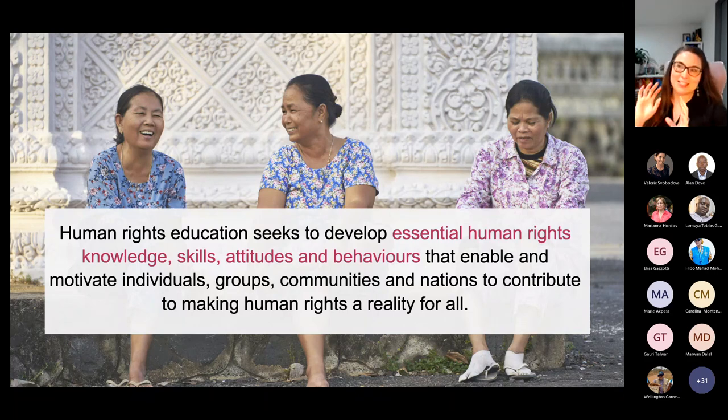So, as I mentioned, a key function of national human rights institutions is really to undertake human rights education. So just a very quick recap, as I know some of you have covered this already, but human rights education seeks to develop essential human rights knowledge, skills, attitudes, and I think this is quite essential in this equation, behaviours that enable and motivate individuals, communities, groups, and nations to all contribute to making human rights a reality for all.